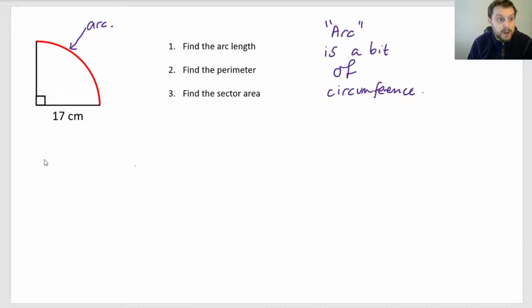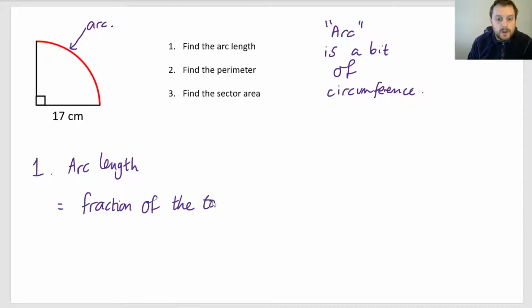There are 2 key formulas, and I'm going to write them both down now. The formula 1, arc length, well, you want to think of it as a fraction of the total circumference.